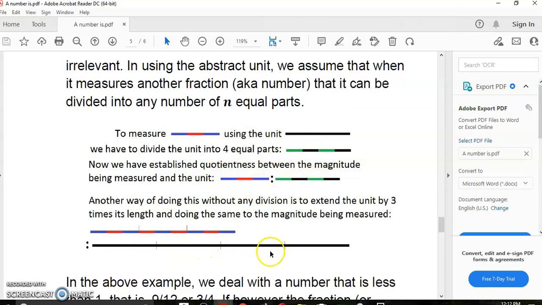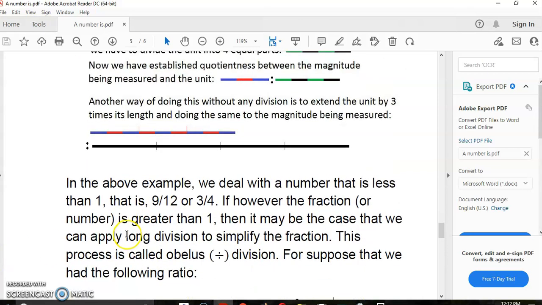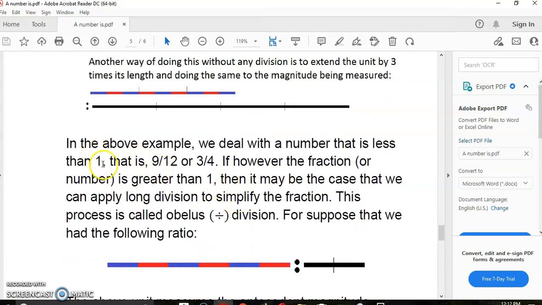But another way of doing this without any division is to simply extend the unit by 3 times its length, as you see in this line here, where I'm pointing. And of course, you do the same with the magnitude being measured. So extended by 3 times, okay? Or actually just taking 1, 2, 3, right? So in the above example, we deal with a number that is less than 1, that is 9/12 or 3/4.